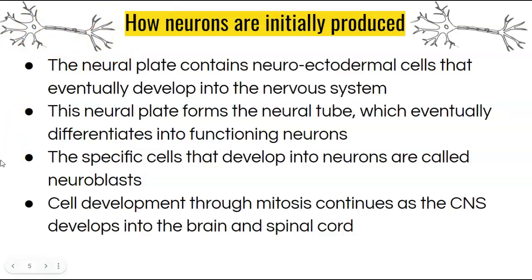As you continue to develop and cells continue to divide through mitosis, cell development continues as the central nervous system develops more formally into the brain and spinal cord. Remember, this is like when you are in the womb. This is like embryo, fetus. So this is really, really early on in your life.